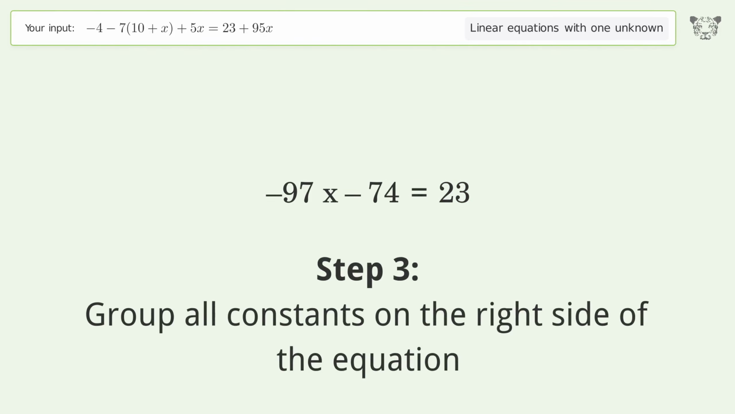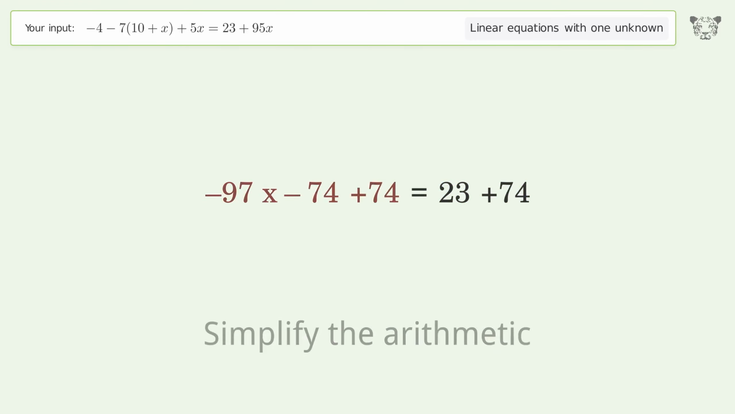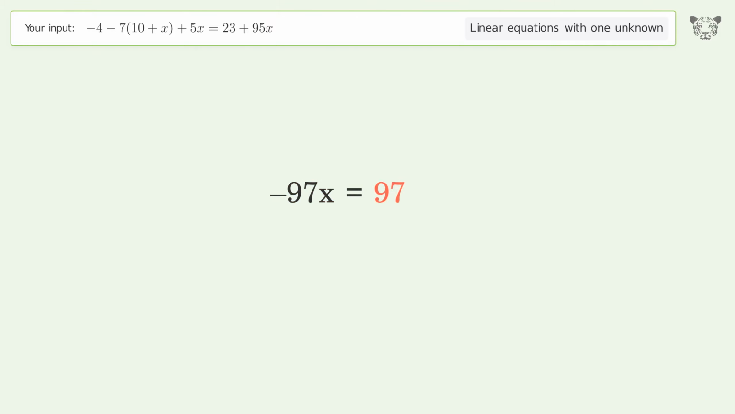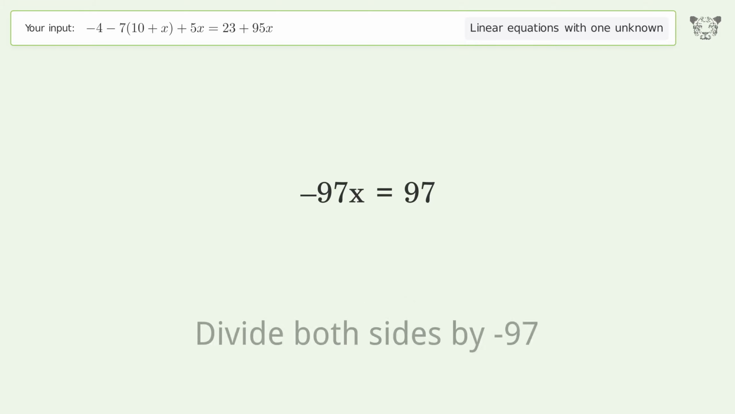Group all constants on the right side of the equation. Add 74 to both sides. Simplify the arithmetic. Isolate the x. Divide both sides by -97.